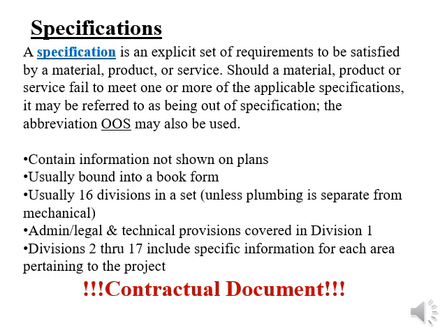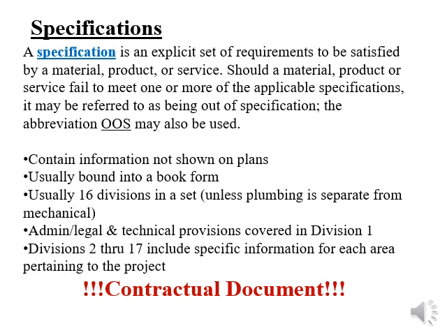Specifications contain information not shown on your plans. It's usually telling you how to perform the work and what materials you'll need. They're usually in a separate book, unless it's a small project, then they could be included on a drawing sheet. They're generally divided into 16 divisions. If it's a really large set, they might include plumbing as a separate one outside of mechanical.